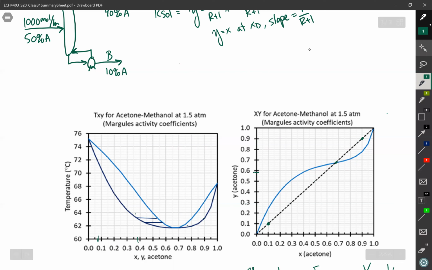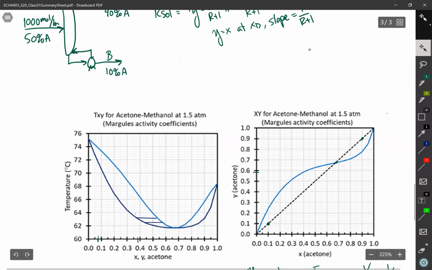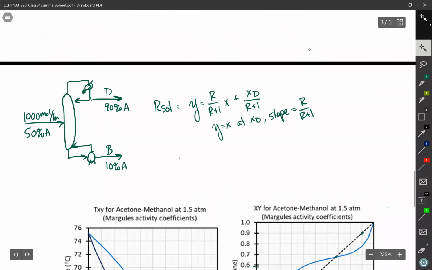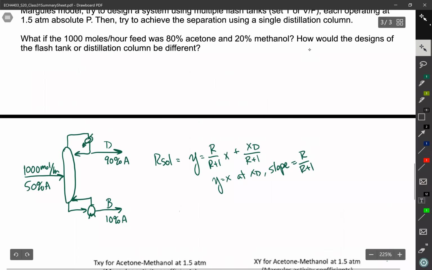So I'm going to leave that at that today. Next time we're going to talk about a clever way called pressure swing distillation to get around this problem using two distillation columns with different pressures. And then I'm going to leave this second part of the problem to you as well.